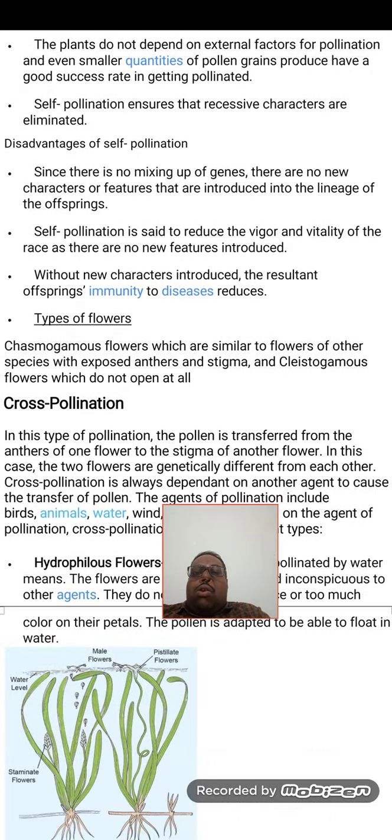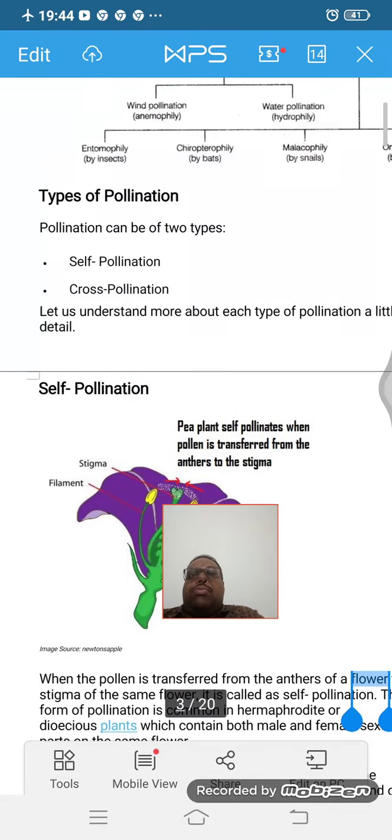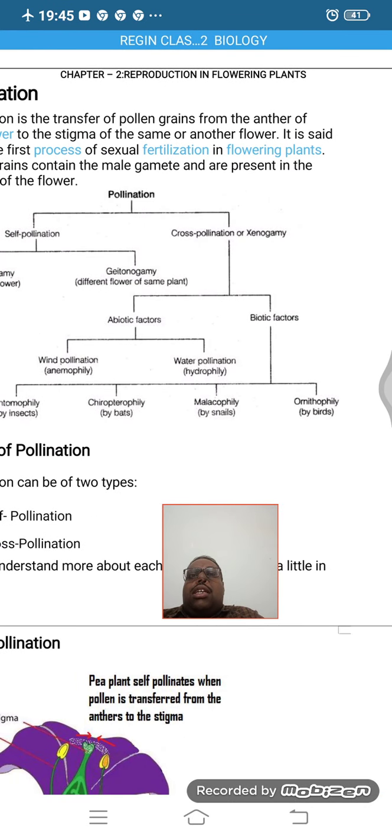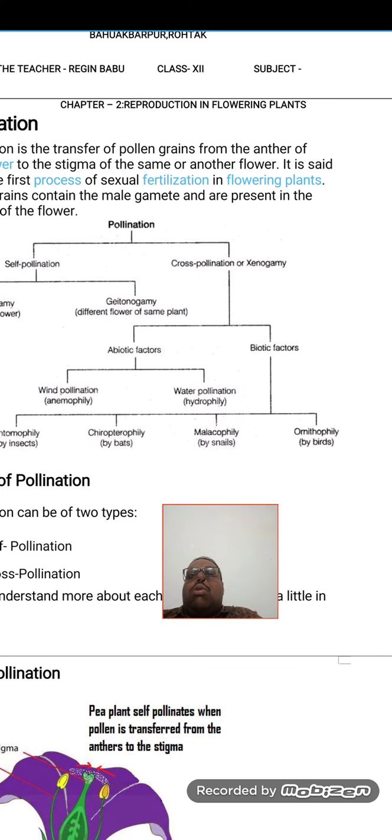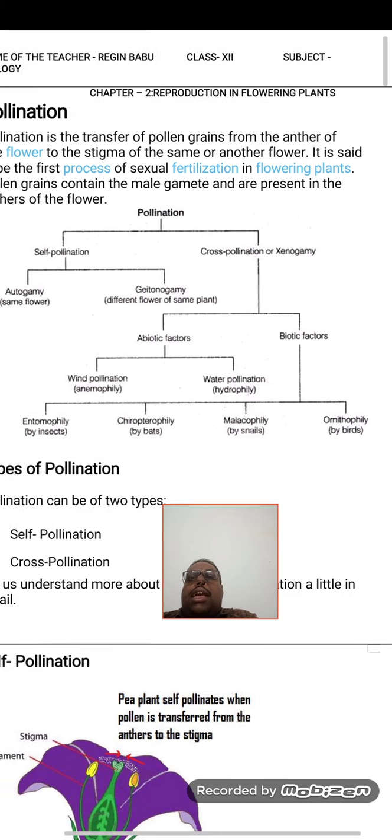When we come to cross pollination, it is also known as xenogamy. Xeno means outside, pollination taking place between different individuals. Everybody knows that cross pollination can be of two types. One takes place by abiotic factors, that is non-living, and the other by biotic factors. In abiotic factors, water and wind help. In biotic factors, living beings like humans, animals and birds help.